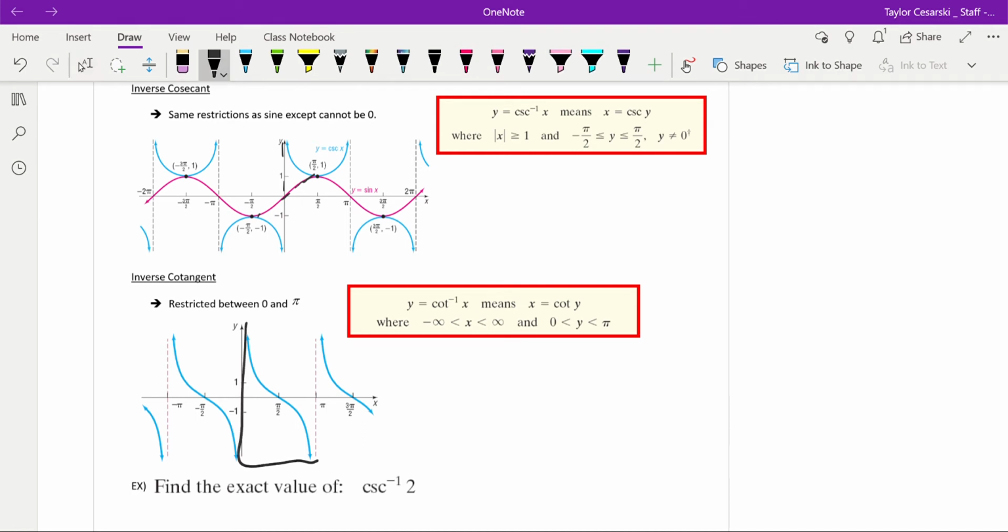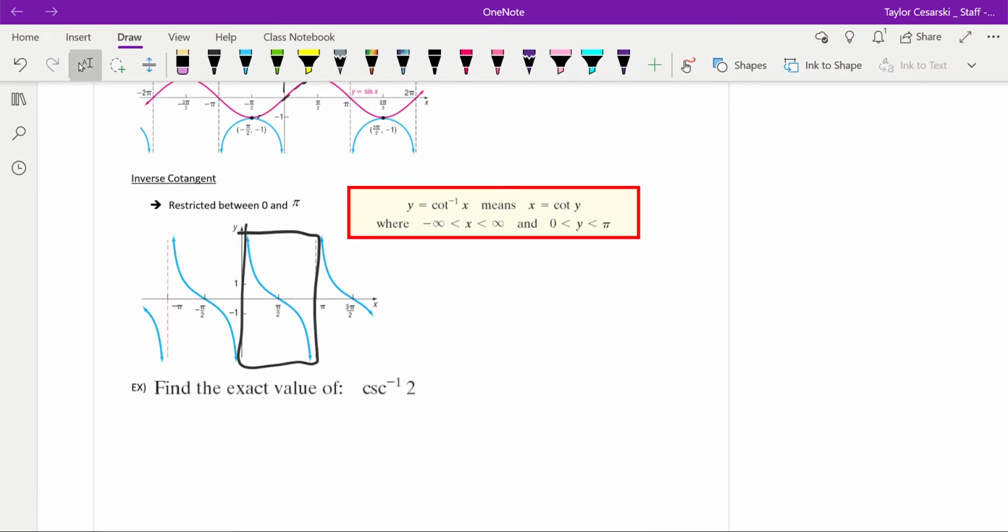It's going to be one kind of period of that. So it's going to be between 0 and pi instead of tangent, which is between negative pi over 2 and pi over 2. Not super essential, because I'm going to show you kind of a way to think about it that you can always refer back to sine, cosine, and tangent. So not super important that you know those restrictions.